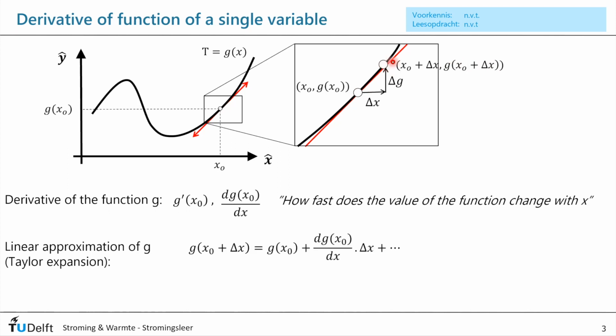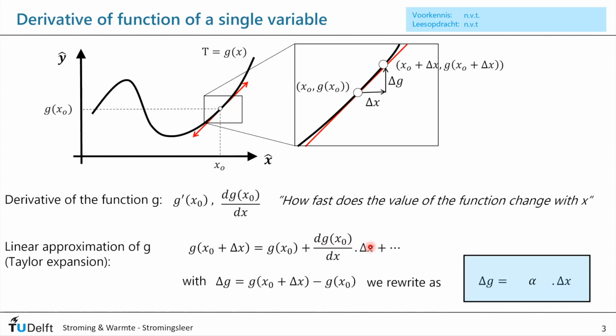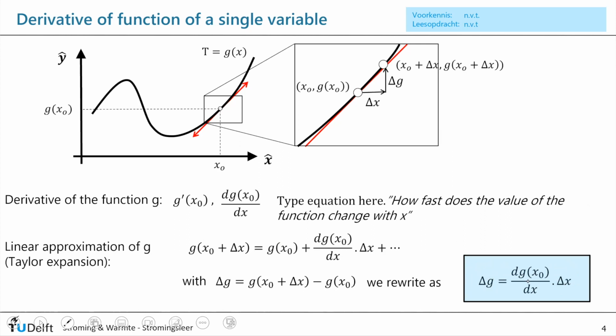That we can see in a Taylor expansion. So we know that g at x naught plus delta x is almost equal to the value of the function at x naught plus the derivative of the function at x naught times delta x. Now, why is that a linear approximation? Simply because we can now write the change of the value of our function, delta g, as a function of the step size I took in the x direction, delta x. And that relationship is linear. Delta g is equal to an alpha times delta x. And that alpha is precisely equal to the derivative at this point.